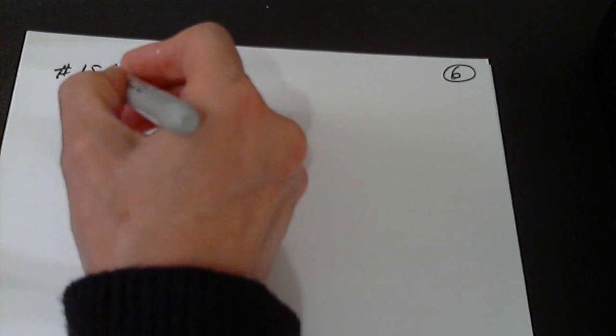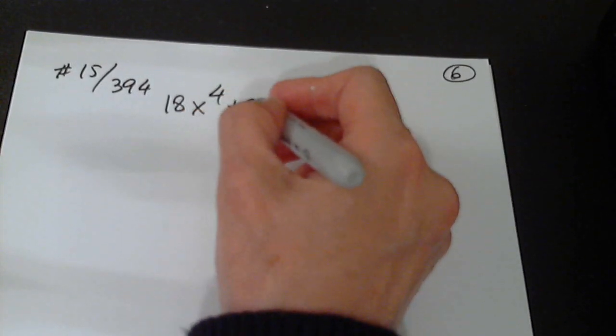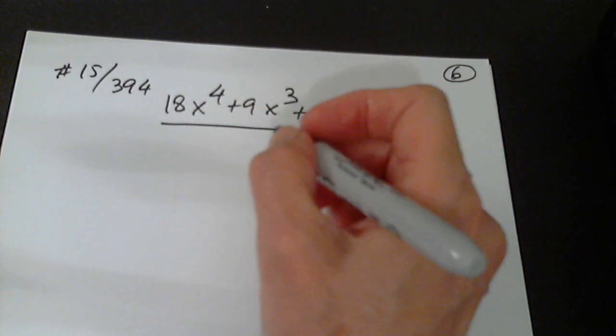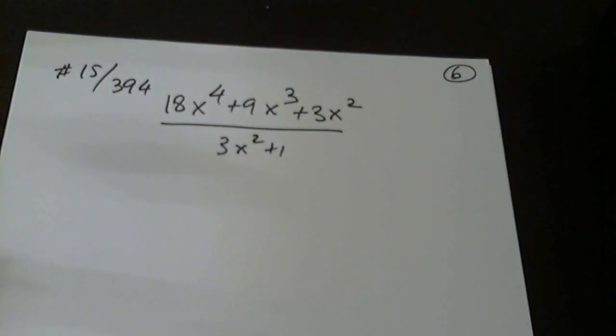And I was just looking, which page am I on? I'm on page 6. Okay, so we want 15 on 394. Perfect. So 18x to the fourth plus 9x cubed plus 3x squared, and we want to divide by a polynomial with 2 terms, 3x squared plus 1. Perfect.